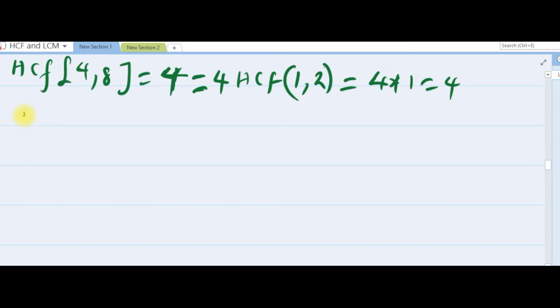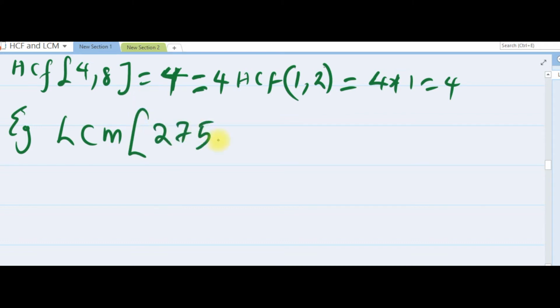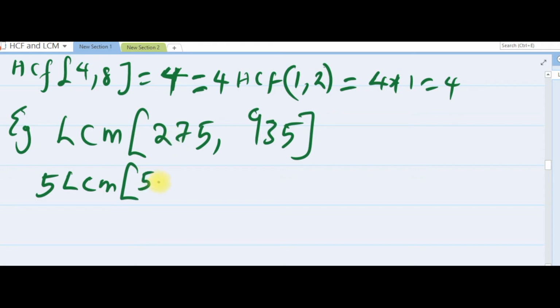Example, if you're asked to find the LCM of 275 and 935, let's use our method here. Looking at this, 5. Something is common, so let's bring out 5. So we'll bring out 5 times the LCM of what is remaining, which is 55 and 187.